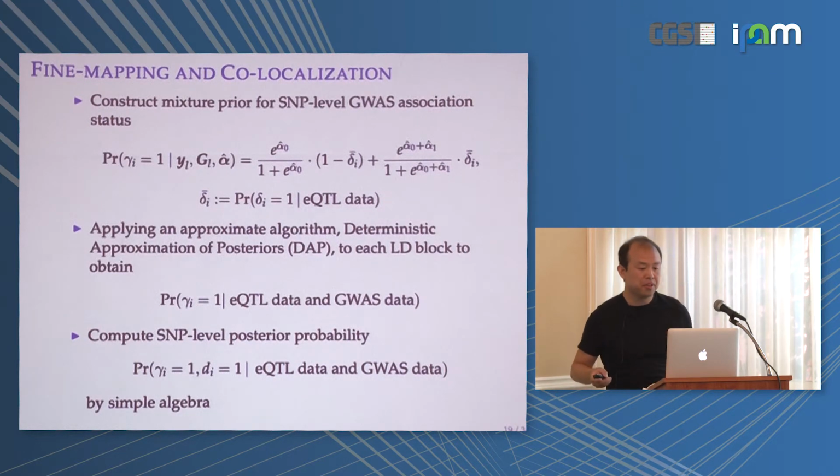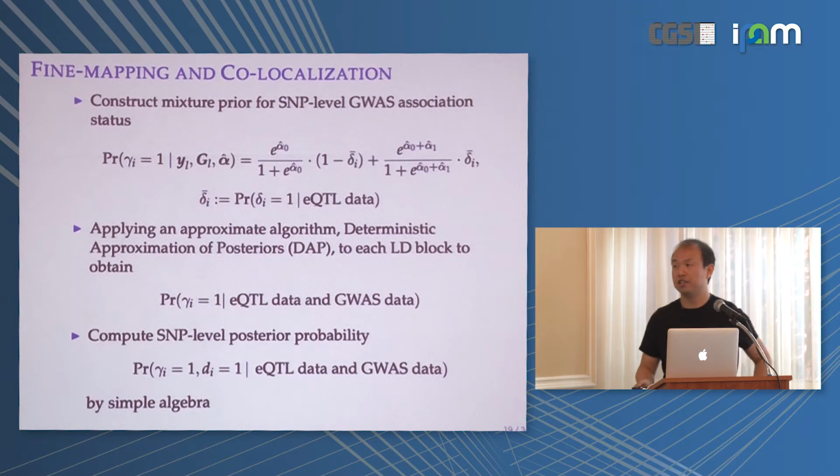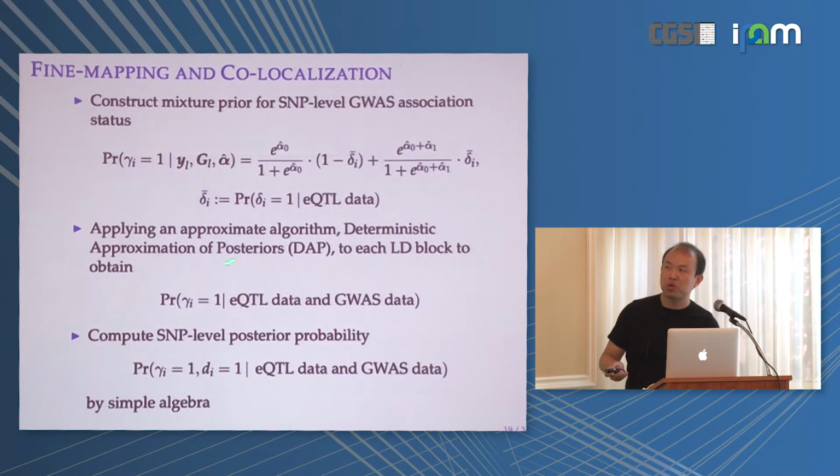When this is done, you can estimate alpha hat, alpha 1. Then the only thing you need to do is construct a so-called mixture prior to account for the eQTL data. You have the probability that a particular SNP is an eQTL, and with this probability and that probability, they have different odds of being causal for the GWAS hit. Then you use a different algorithm to estimate this PIP, the gamma, given eQTL data and GWAS data.